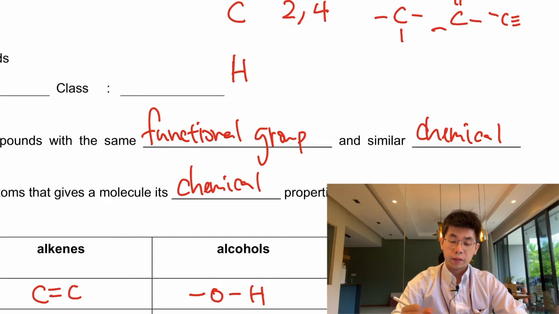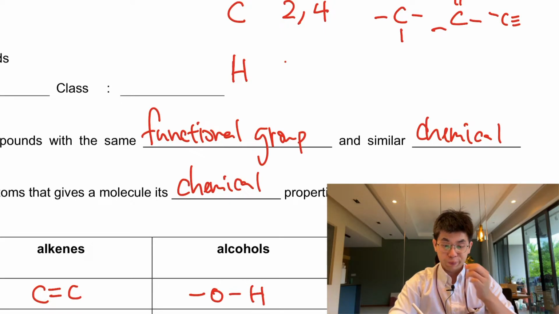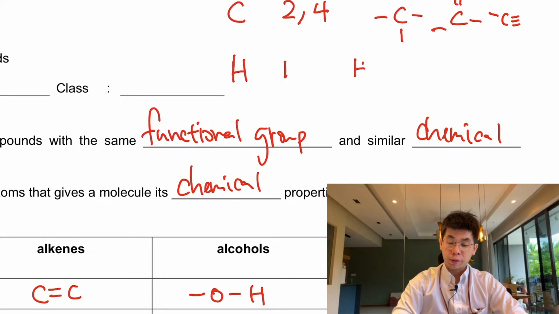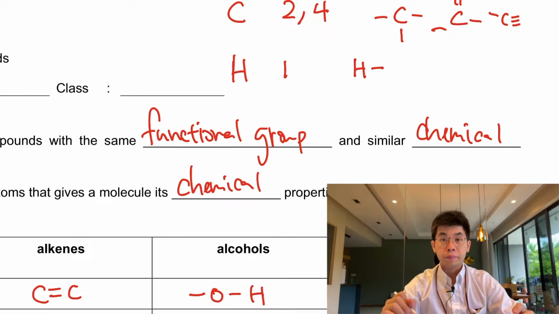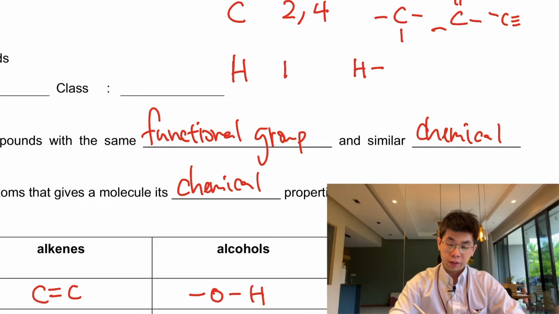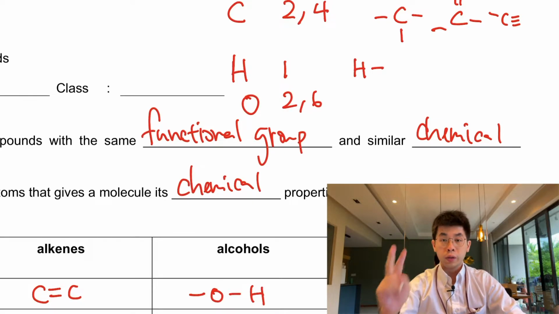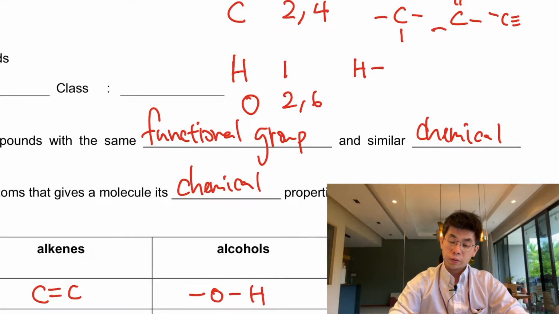Okay, then the next most common one is hydrogen. Hydrogen has an electronic configuration of 1. Because it only has 1, the maximum it can form is 1 bond. So you must always make sure you check that hydrogen only forms 1 bond. The next most common one that you'll see is oxygen. Oxygen is 2.6, so it needs 2 more electrons to form a full valence shell. So the maximum oxygen can form is 2 bonds.